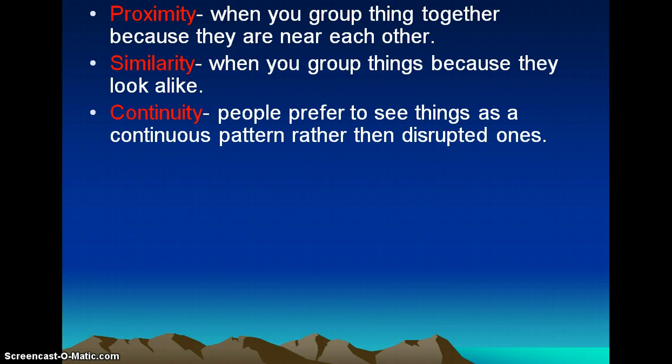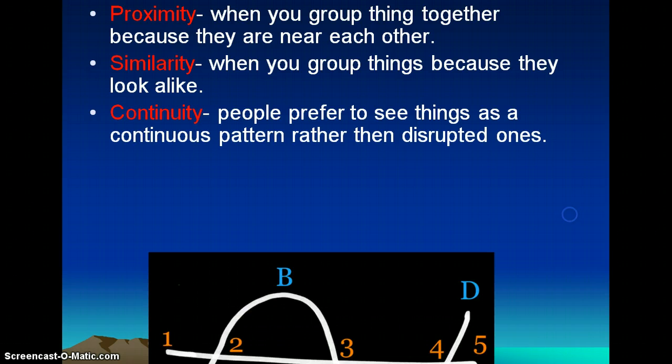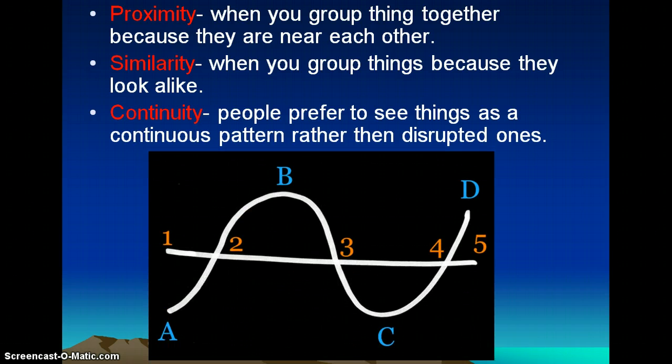And continuity. People prefer to see things as a continuous pattern rather than a disrupted one. Like this picture, for example, I see that as a wavy line with a straight line drawn through it. But it could have been drawn differently. Maybe it's bits of half circles that are kind of put close to each other. We want to see it as a flow rather than bits and pieces.